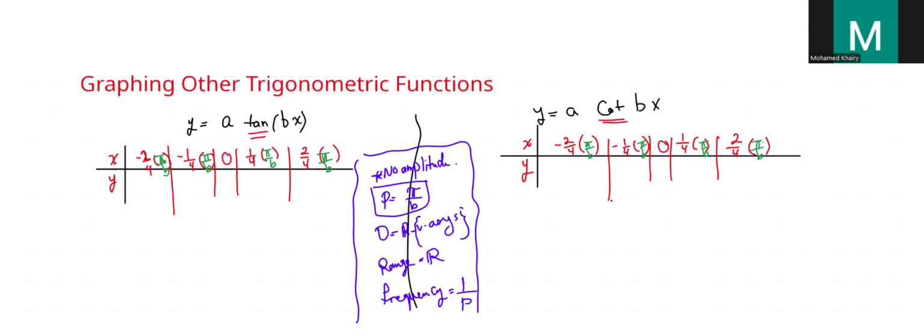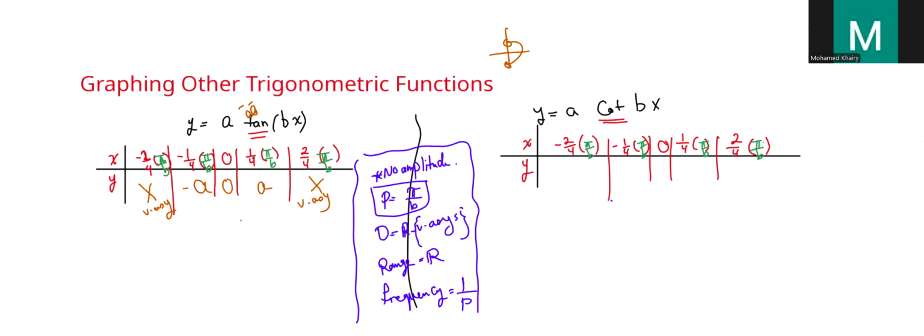Yes, this is tan, which is the leader. If you remember in the unit circle, we had this open circle and this also open circle. So that means here I have vertical asymptotes, and here I have vertical asymptotes. And in the middle, I have 0. And here I have a, and this is negative a.